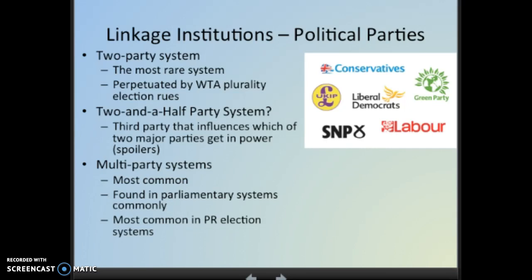So that would be like if you had a 200-seat legislature and you had Party A, had like 80 votes. Party B had 60 votes and Party C had 60 votes. Then in order to get 101 votes to pass legislation, the parties would have to work together.